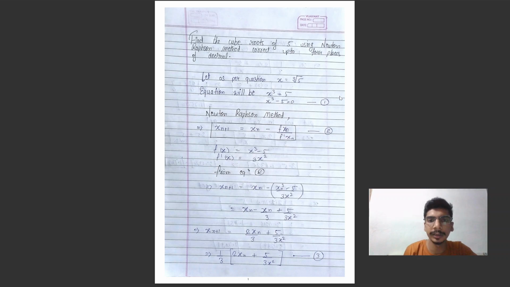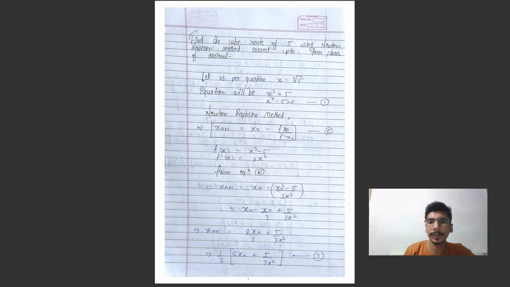In this video, we are going to cover three questions one by one. First will be based on Newton's Raphson method for finding the cube root of 5. Second will be the Python program for finding the square root of 5 using the fixed point iteration method. And third question will be based on the Gauss-Seidel method for solving the matrix. So let's start with our first question.